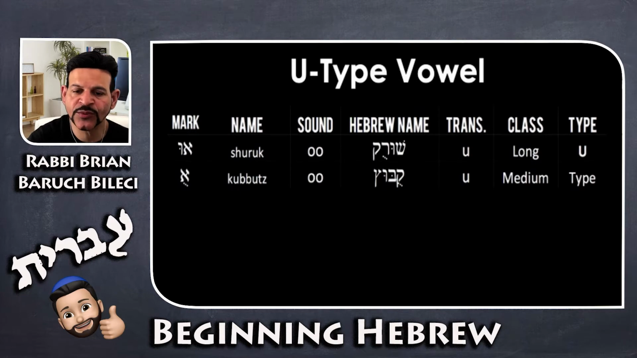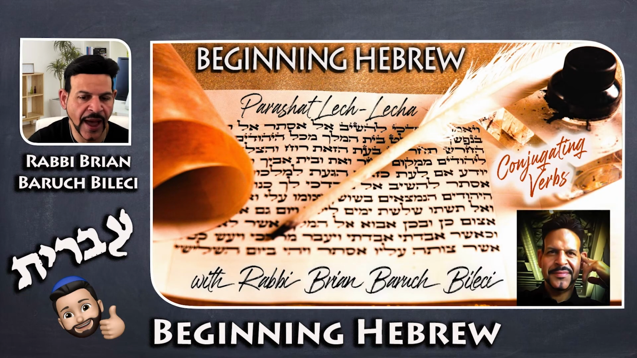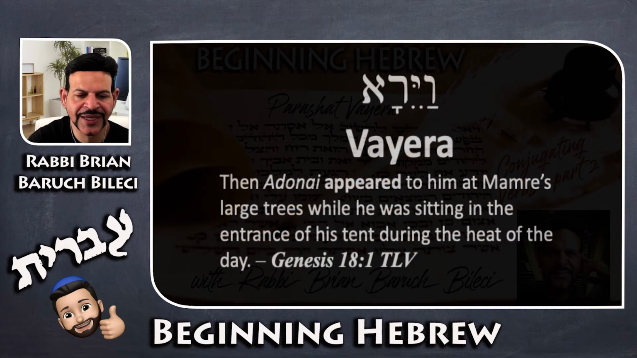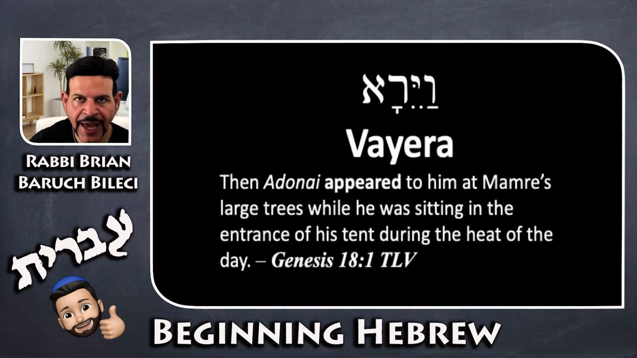All right, so last week we looked at lech, lecha, and we talked about conjugating verbs. And as your Hebrew teacher, I just want to continue the conversation on this, and we're going to do a part 2 today with Parashat Vayera. So Genesis 18:1 says, Then Adonai appeared to him at Mamre's large tents, while he was sitting in the entrance of his tent during the heat of the day.